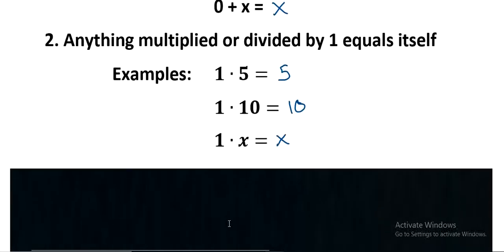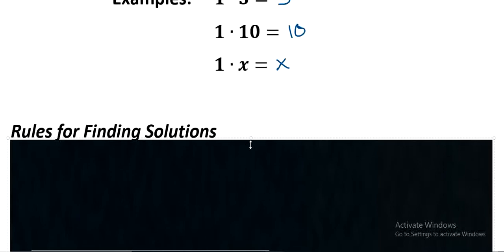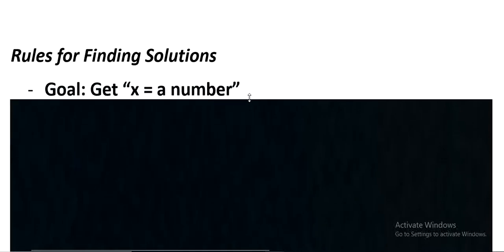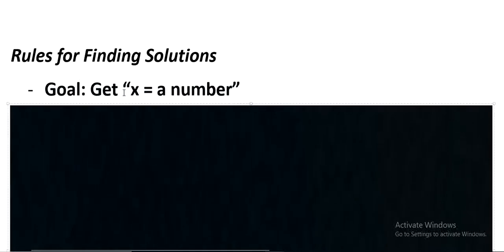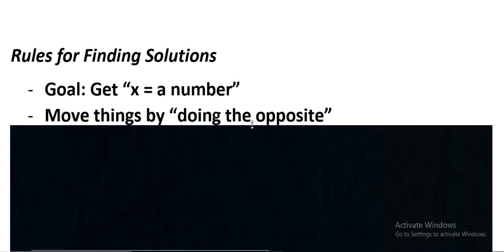All right, so we got the foundations out of the way. Here are some rules. We're going to go over the rules and we're going to do some examples. So, rules for finding solutions. Remember, the whole goal is to get x equals a number. Now, x could be other letters also, depends on what letter the equation is using. But in general, we're trying to get that letter to equal a number. Another phrase is get x alone.